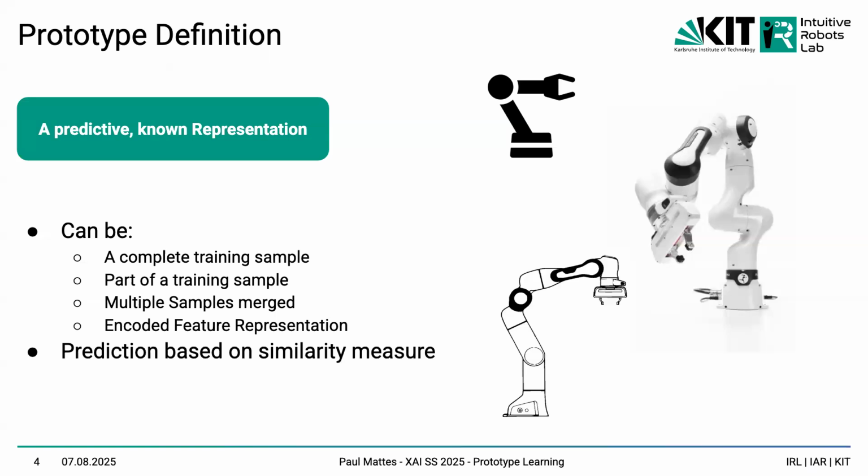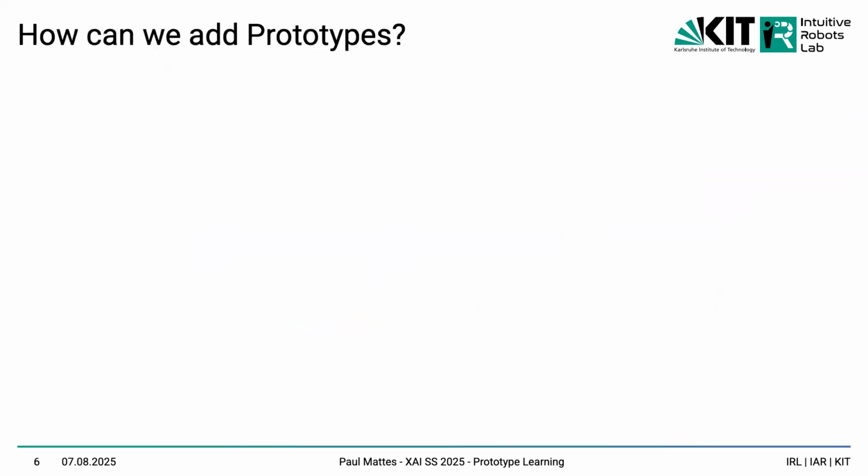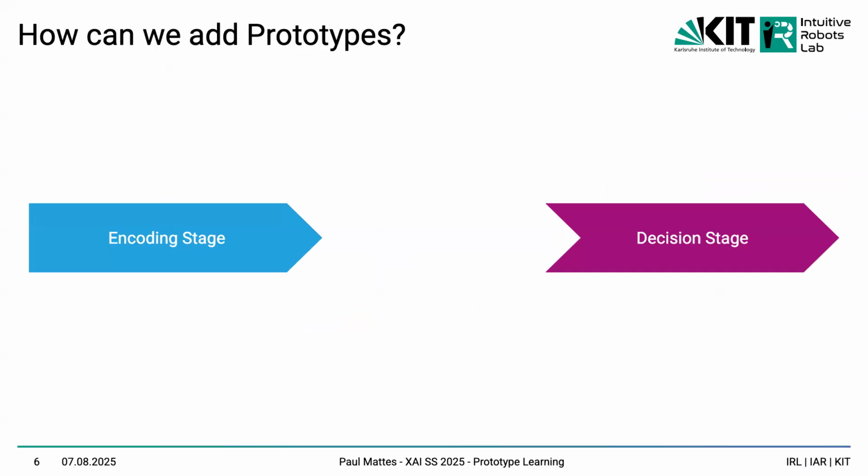So prototypes are again based in the vision domain. Just a reminder what a common computer vision architecture looks like. We have our image, we have an encoder, we get a latent space, we put this in an MLP and then predict something, right? That should already be known. We have an encoding stage, we have a decision stage. I guess we already talked about it enough. So how can we now add prototypes? Well, it's rather easy. We just put them in between, right?